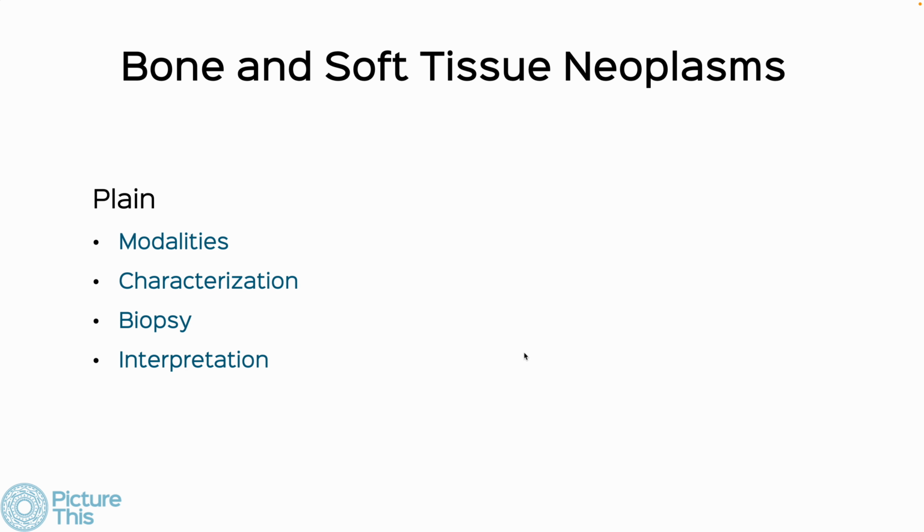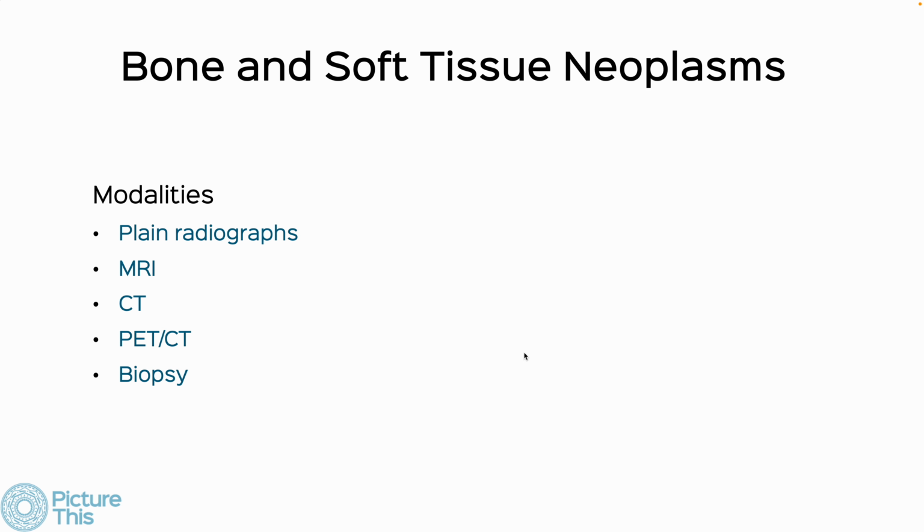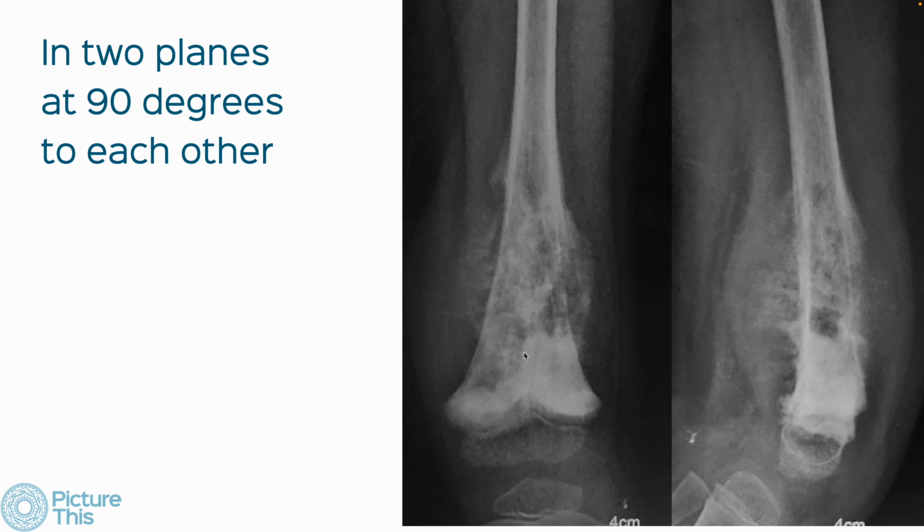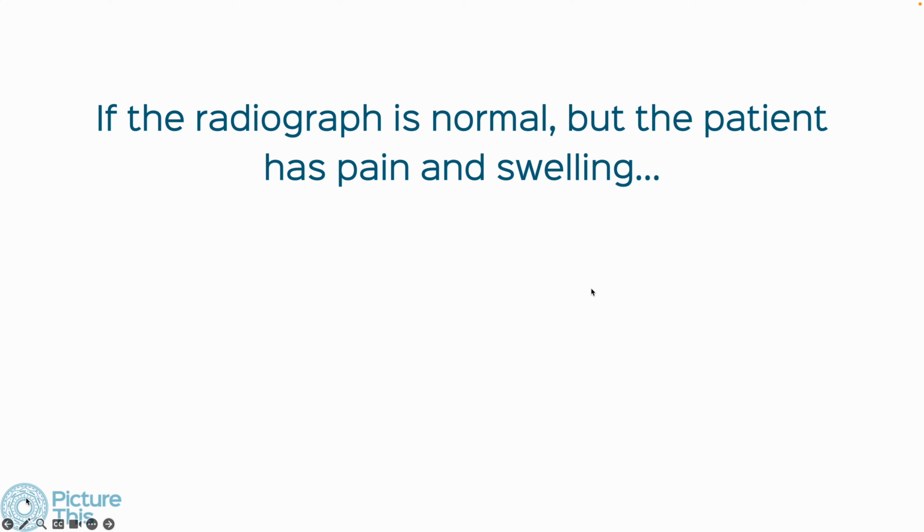So when we look at focal bone lesions, these are the issues that we need to talk about. And the modalities that we work with are the ones listed here. When we do plain radiographs, they must be done in two planes at 90 degrees to each other so that we can appreciate the soft tissue, the lesion, the extent, all of that very well.